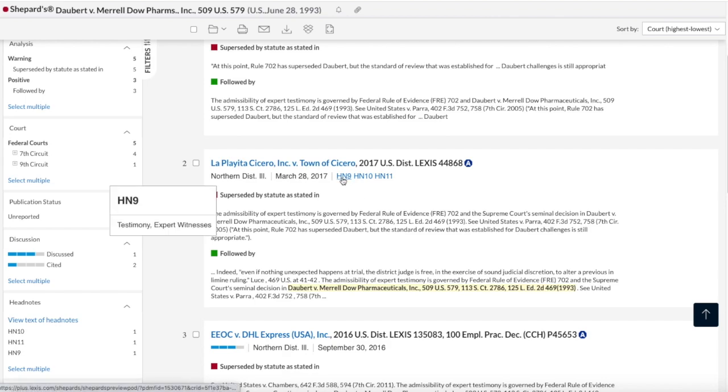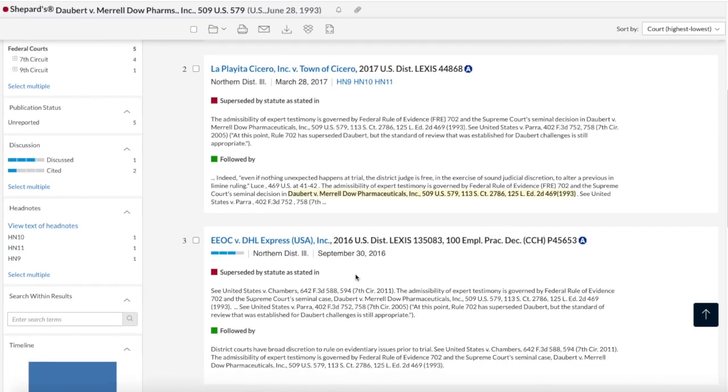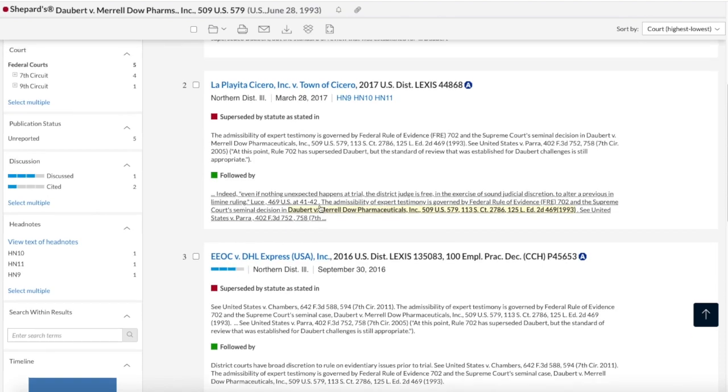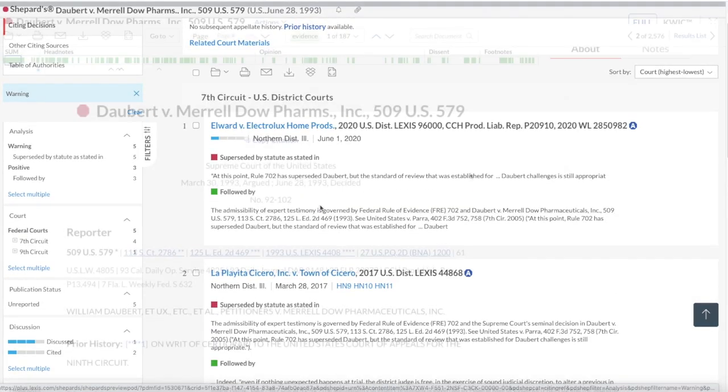Also, notice headnote 9, headnote 10, and headnote 11. These are the headnotes of Daubert that are stated within this case. You will also see the level of detail that is taken into this case. So EEOC v. DHL talks about this case quite a bit, whereas the others are just citing it.